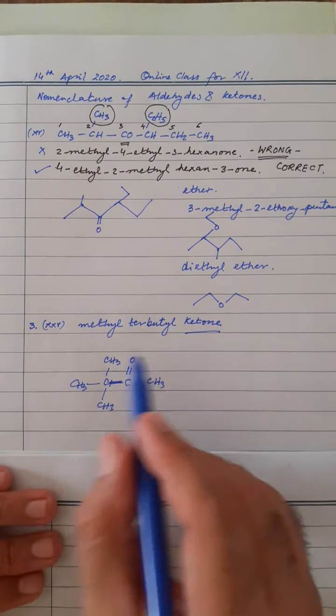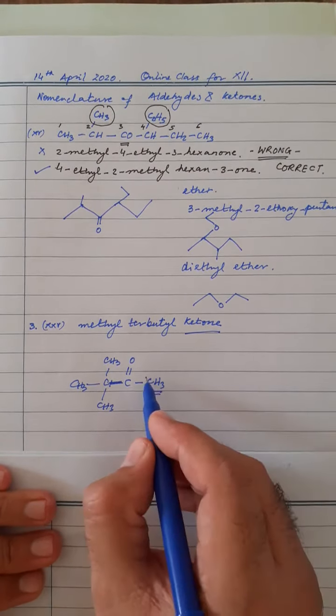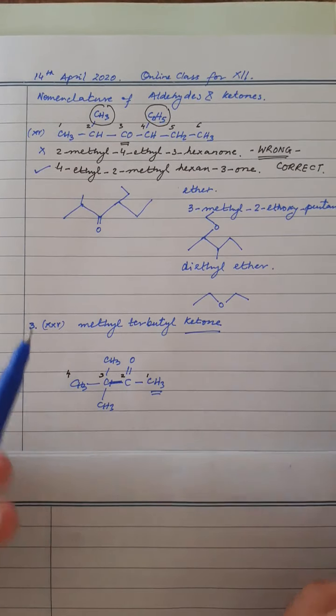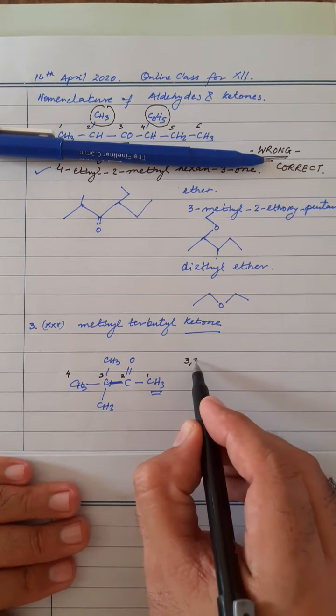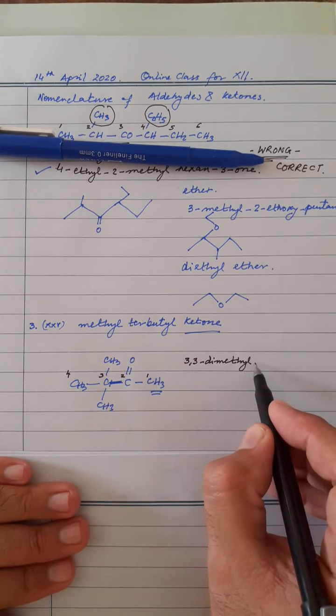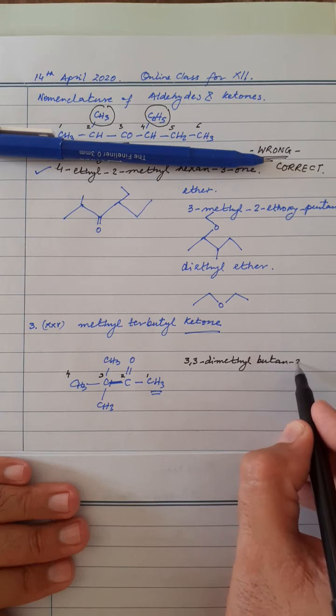Now this is methyl tertiary butyl ketone, and if you want to name it via IUPAC rules, then you have to go like this: longest chain, number the chain, right? And it is, my friends, 3,3. Be very careful with the hyphens and commas. Dimethyl and butane-2-one.